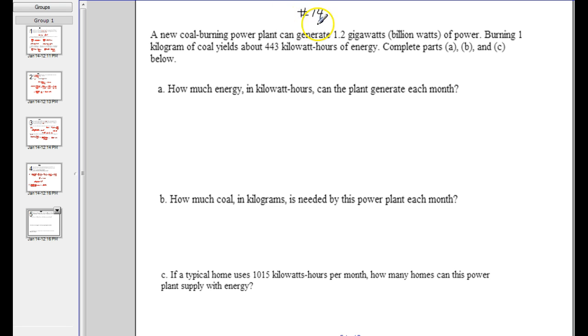And then this is number 14 from the homework. So what they're wanting to do here is come up with how much energy this plant can produce each month. So it tells us it can generate 1.2 gigawatts, which is 1 billion watts of power, should say there per month. And then it tells us how much a kilogram of coal is for the second part. So how much energy in kilowatt hours can this plant produce? Well, it can produce 1.2 billion watts.